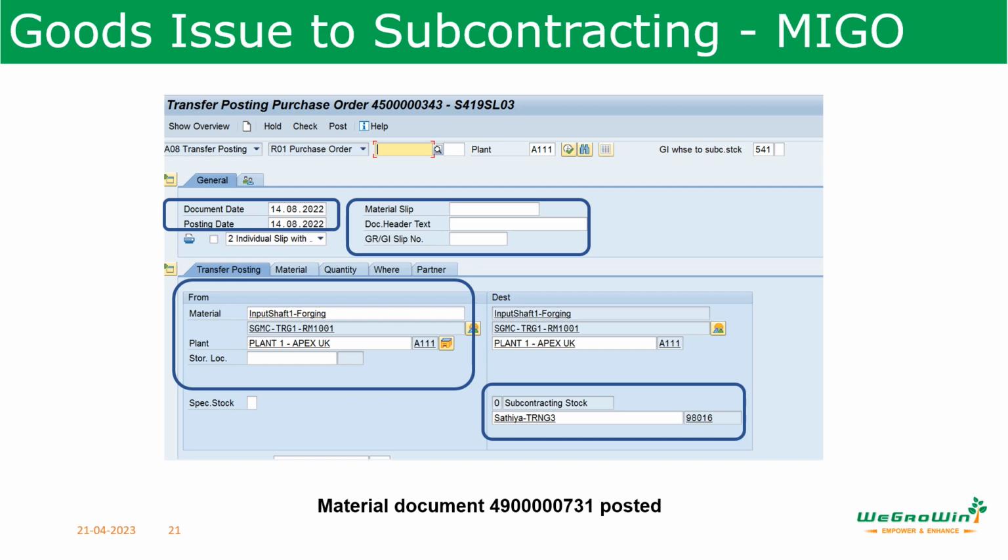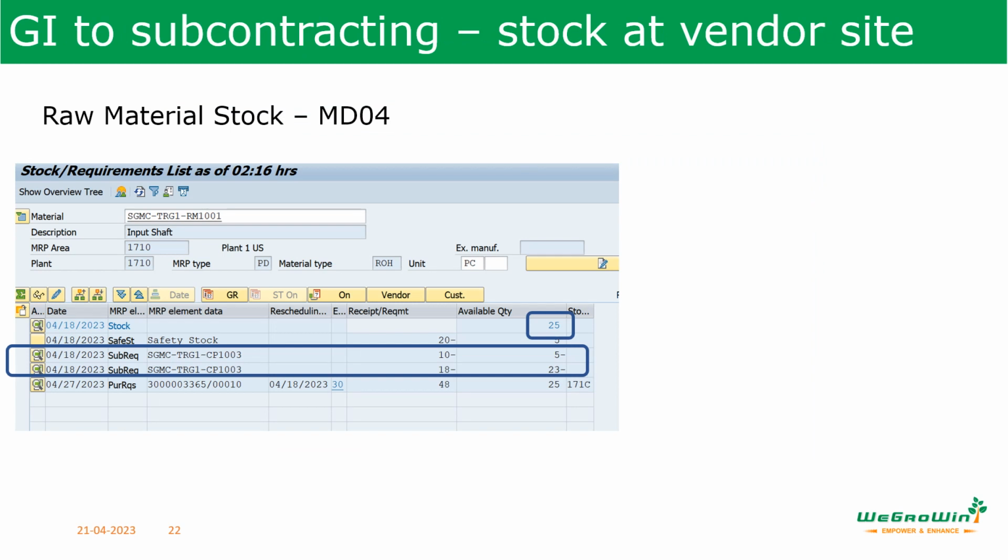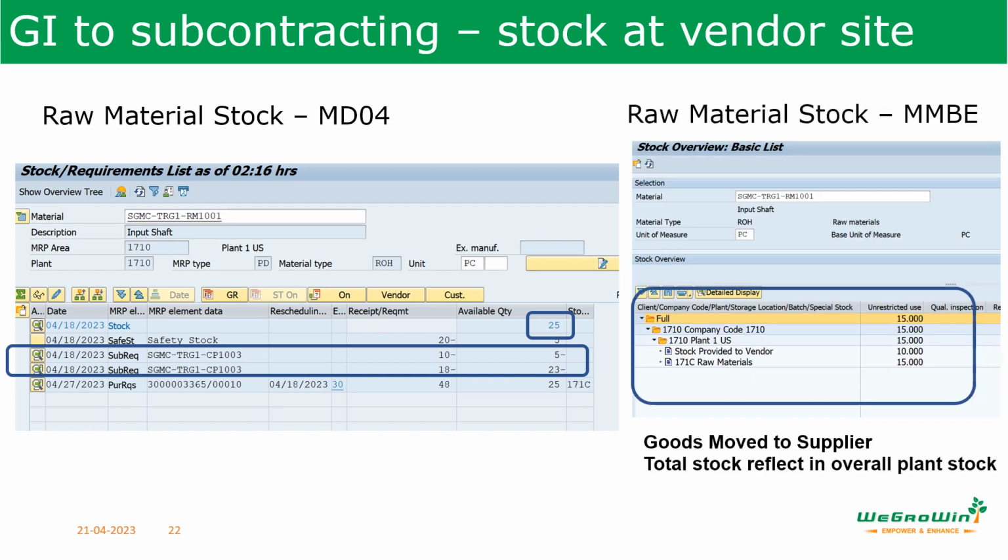Goods issue will be posted. After issuing the material, we are seeing the stock here. So we are seeing the total stock in MMBE. At the same time, the total stock is now split because we moved 10 numbers to the supplier. So here we see in MMBE, 10 numbers as stock provided to supplier, and 50 numbers in the storage location. That's how we see the stock here.